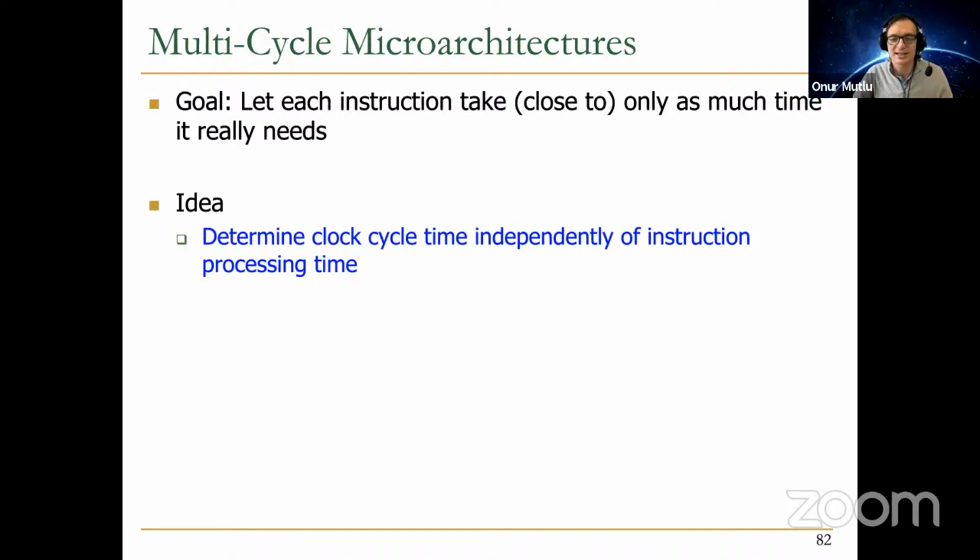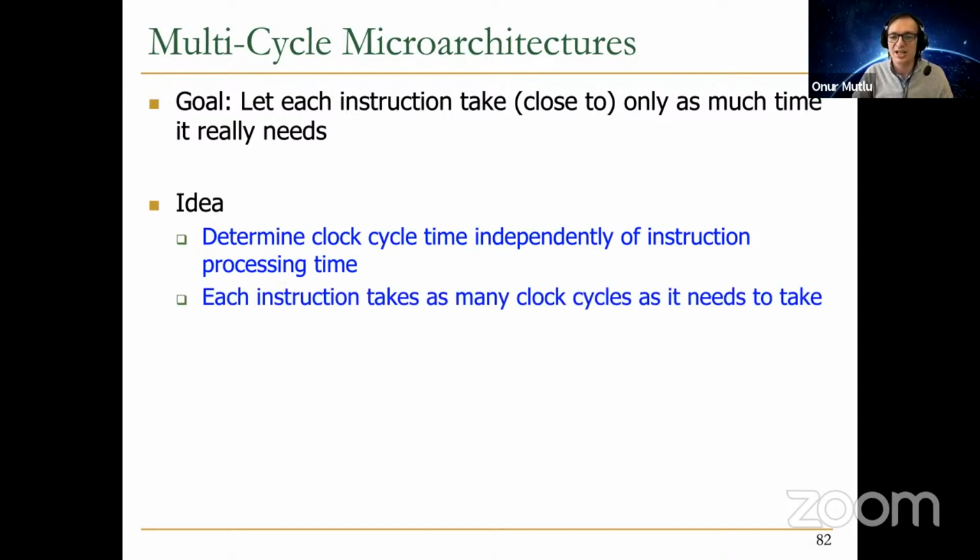Basically, you set a target. My clock cycle is going to be, I don't know, 1 picoseconds. I just made it up. Or my clock frequency should be 10 gigahertz, let's say. And I design the machine to achieve that clock frequency. And I can break the processing of each instruction into as many clock cycles as it needs to take. Of course, I can optimize it now, but I can set the clock cycle time independently of instruction processing time.